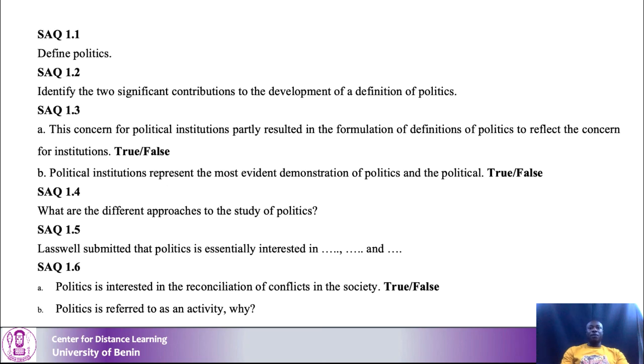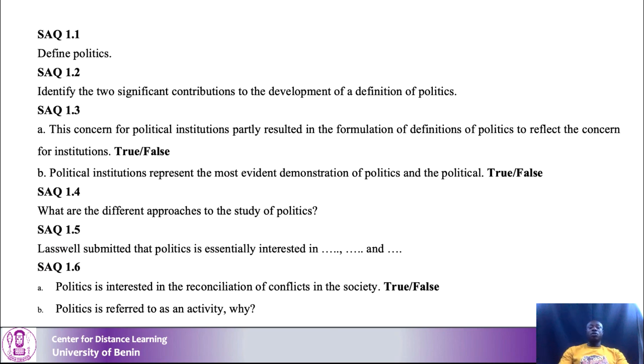Now, question 1: define politics. What is your understanding of the definitions that I have taught you? Number 2: identify the 2 significant contributions to the development of the definition of politics. Question 3: this concern for political institutions partly resulted in the formulation of definitions of politics to reflect the concern for institutions. True or false? Political institutions represent the most evident demonstration of politics and the political. True or false? What are the different approaches to the study of politics?